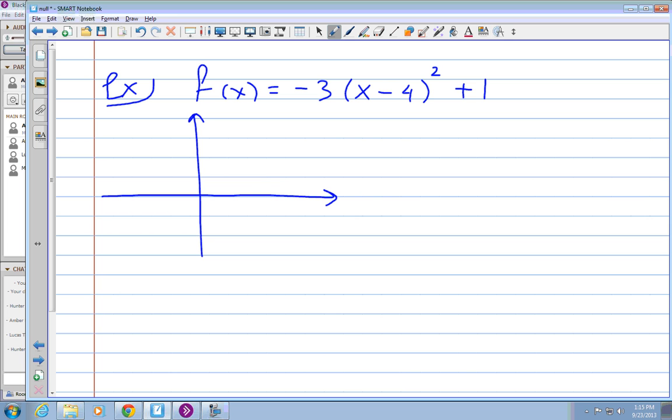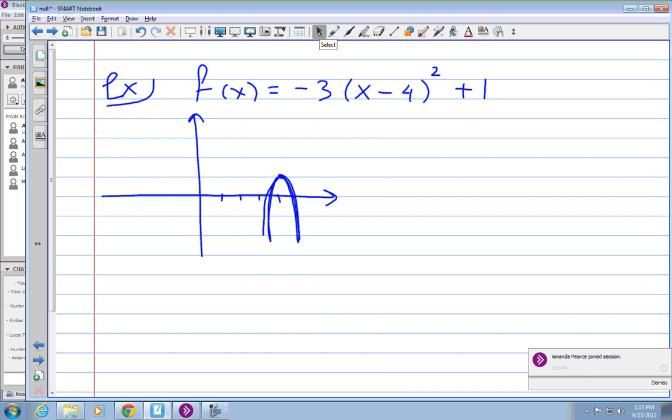4 to the right. 1, 2, 3, 4. Then what? Well, flip first, right? Remember order of operations. Do the parentheses, then multiply. So it will flip it and kind of stretch it, right? It's kind of a skinny parabola. But plus 1 is going to move it up 1, right? So I can do that. Okay?